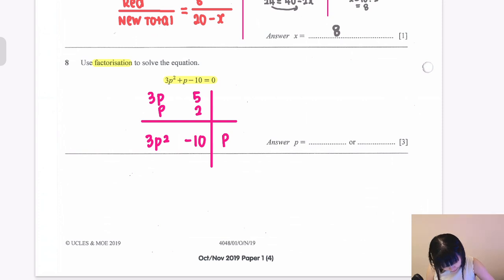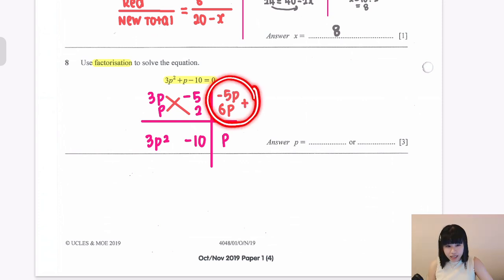Now, there's also a negative sign, so you have to decide whether to give the negative sign to 5 or to 2. In this case, you should give it to 5. Why? So that later, when you cross multiply, 3p times 2, you get 6p. P times negative 5, you get minus 5p. And make sure the minus 5p plus 6p must be a positive p. It must fulfill this part. If it fulfills, it means you are on the right track. If it doesn't, when you add these two numbers and it doesn't give you p, it means you have to try again.